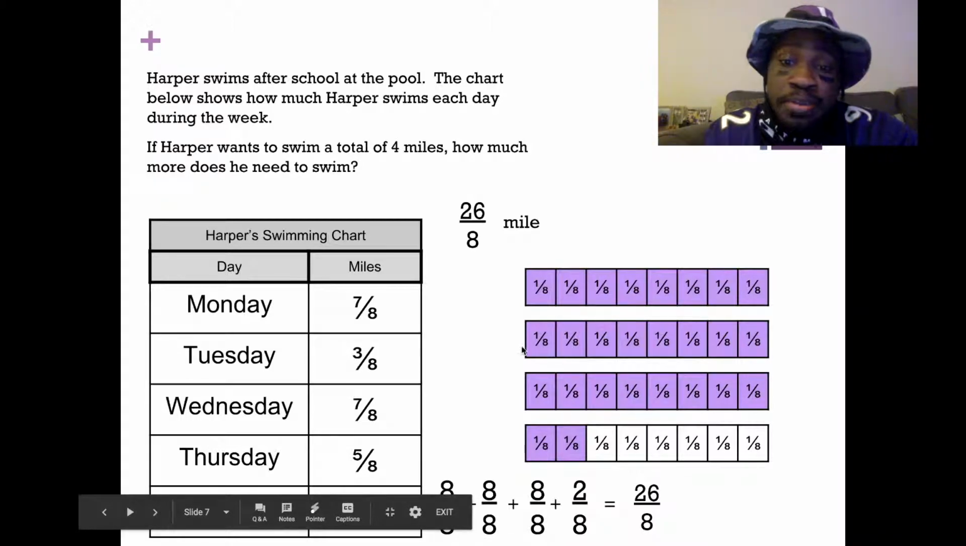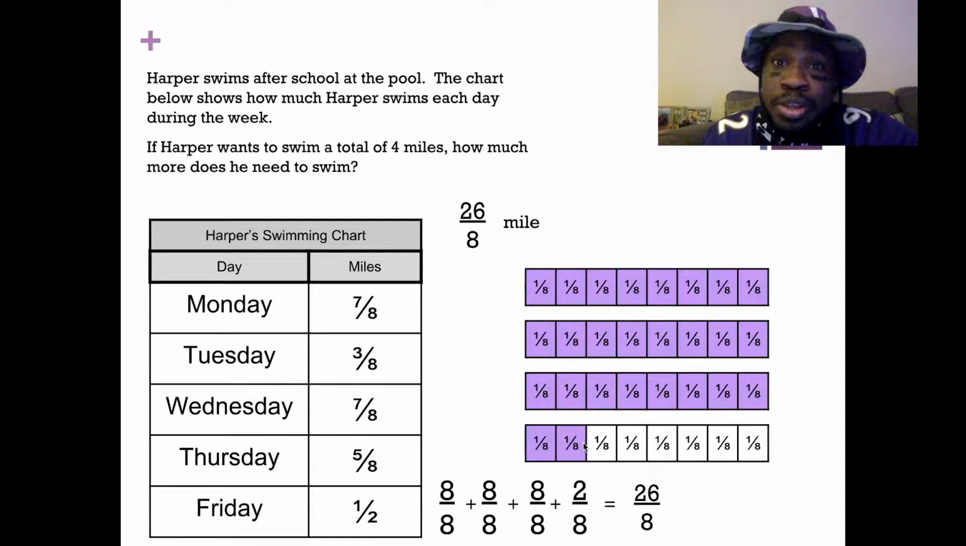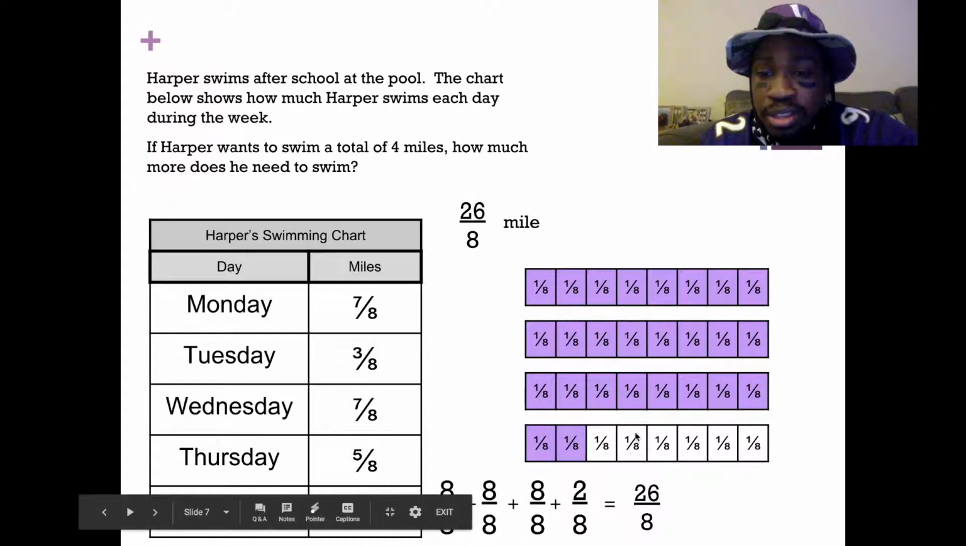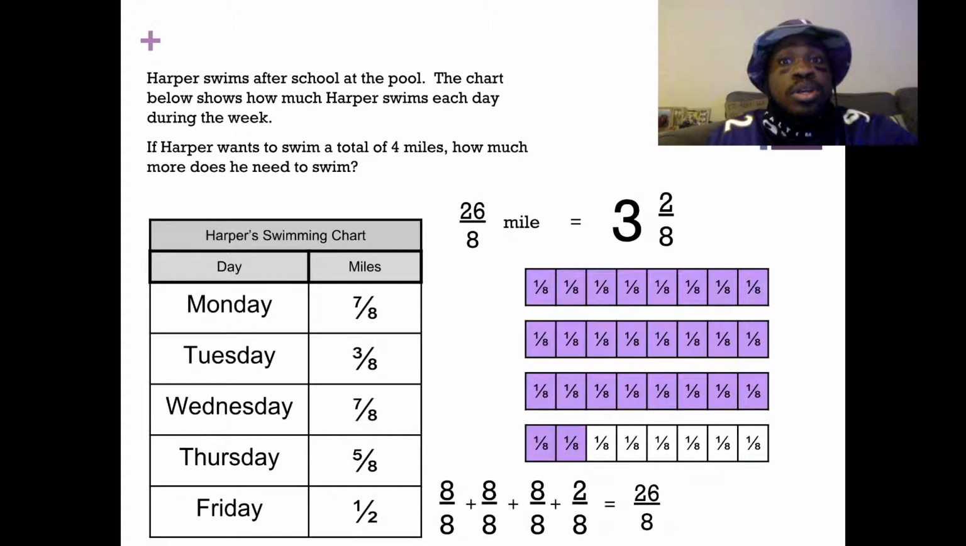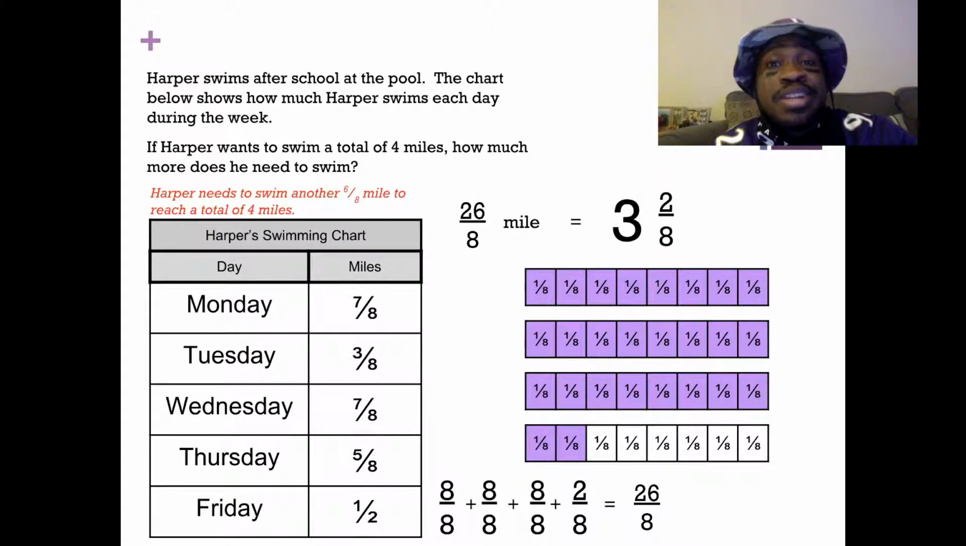So here's what he swam, 3 miles plus these 2 8s. And so he still needs to swim 1/8, 2 8s, 3 8s, 4 8s, 5 8s, 6 8s. So what does that mean? Harper needs to swim another 6/8 of a mile to reach a total of 4 miles.